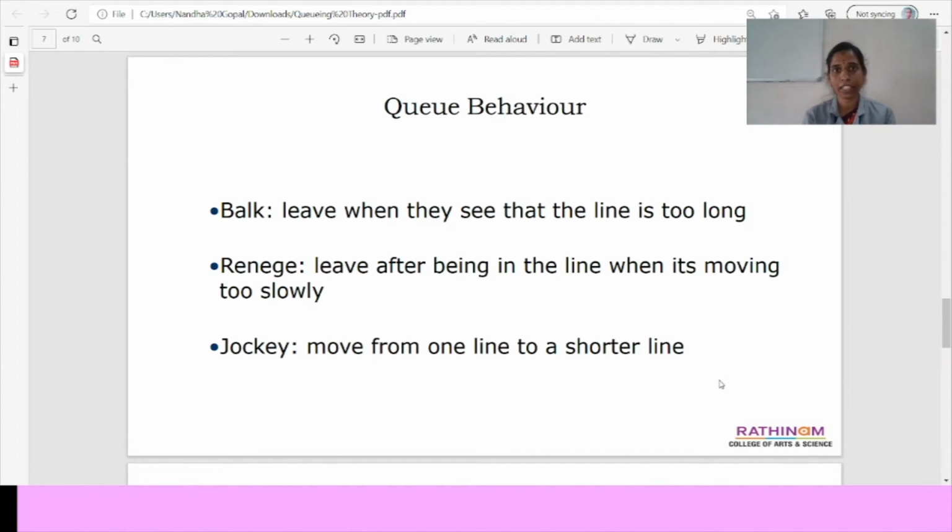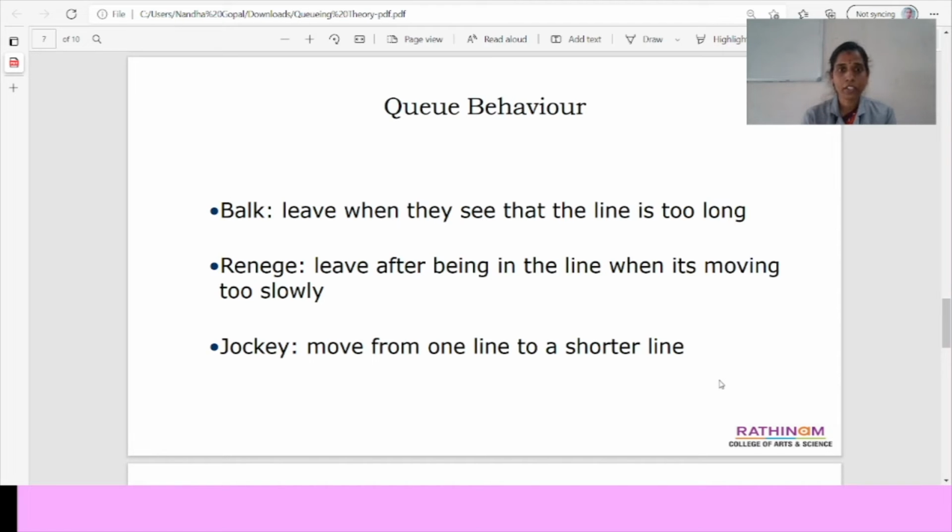So without joining the queue, he will leave the queuing system. The second person joined. After a few minutes, he is continuously waiting, but the line is not moving. Because of this impatience, he will leave the queue before getting the service. This is the concept of reneging.